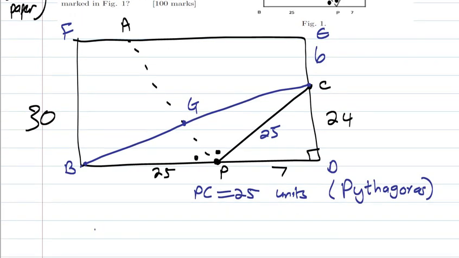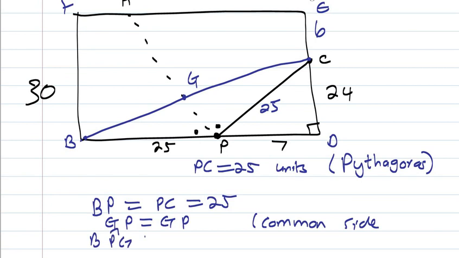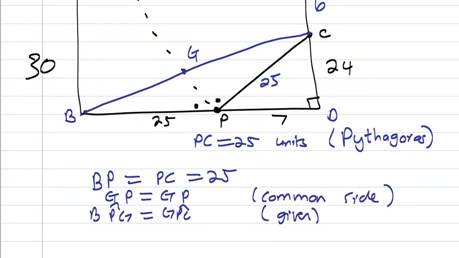I would like you guys to say BP is equal to PC because they're both 25. You can say that GP is equal to GP because this is a common side. And we can say that angle BPG is equal to angle GPC because this is given. And so we now have that triangle BGP is congruent to triangle CGP.